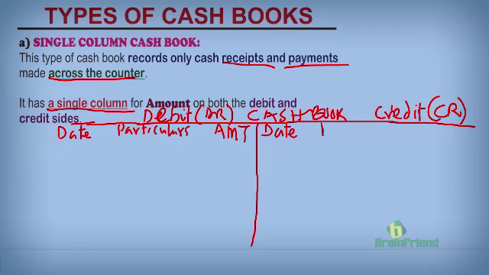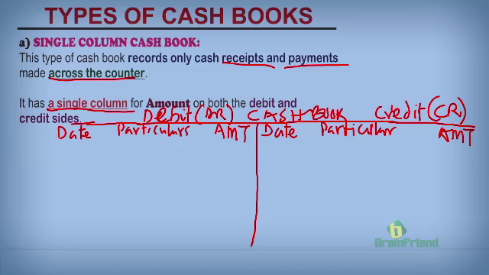The date column records the date the transaction took place. The particulars column records the particulars, the summary of the activity that is involved. The amount column records the value received or given out. The debit side records the value received. The credit side records the value given out.